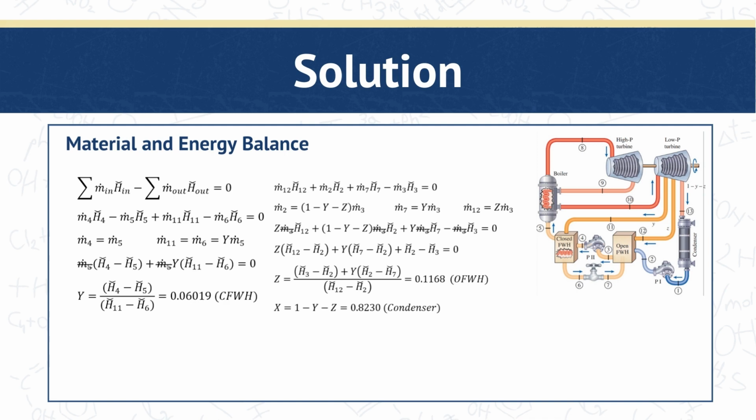Take note that M7 is equal to Y M3 because stream 7 comes from the throttling process of stream 6, which comes from the stream 11. So again, from the material balance, we can derive the formula for Z, which is the fraction that we have extracted from the OFWH, which we can calculate to be 0.1168. And then we can get X, which is the condenser fraction, which is 0.8230.